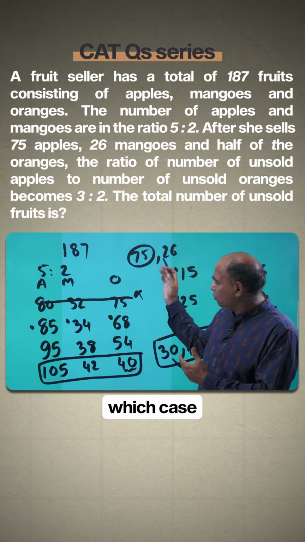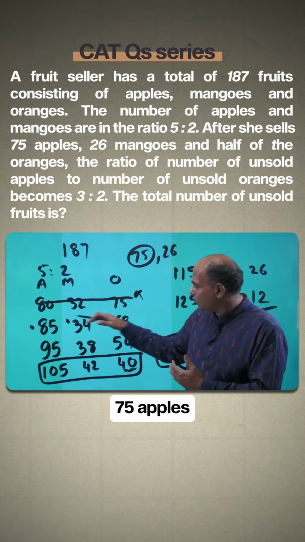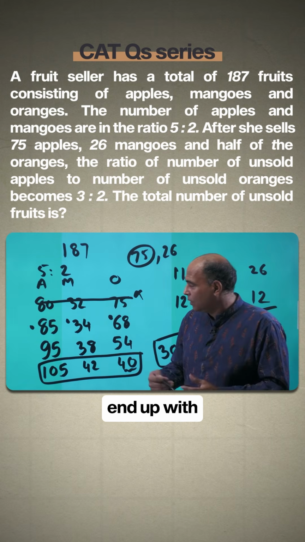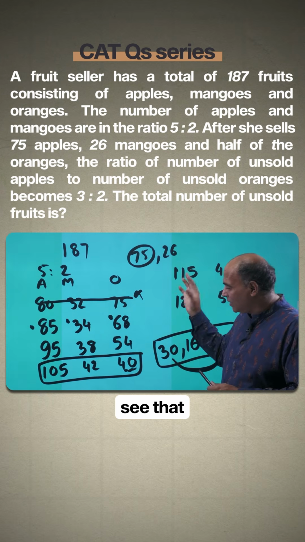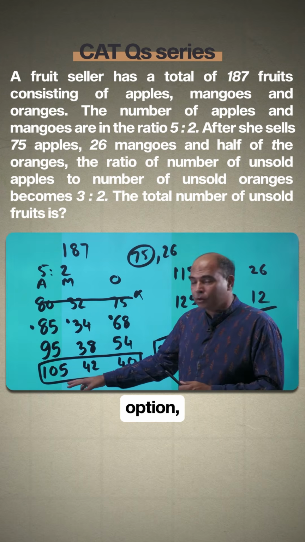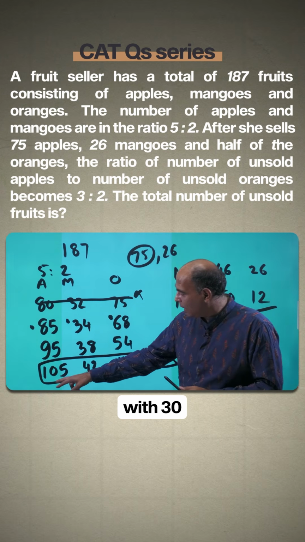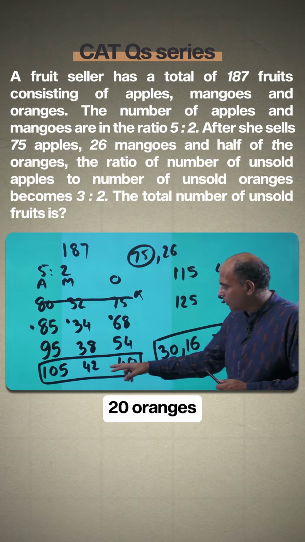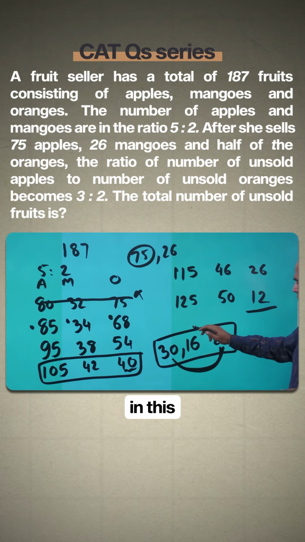In which case do I sell 75 apples and half the oranges, and I end up with a 3:2 ratio? And you can easily see that it fits this option, because we'll be left with 30 apples, 20 oranges and 16 mangoes in this case.